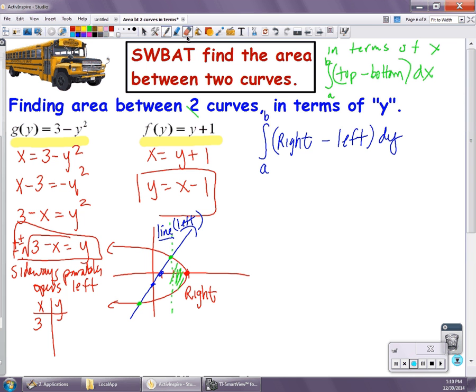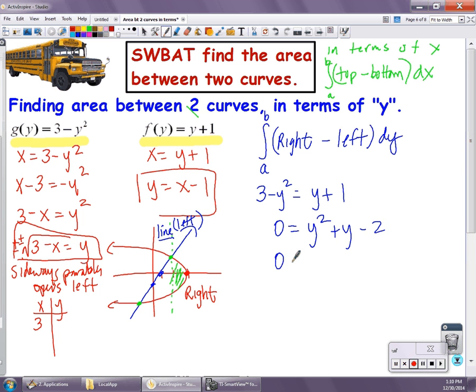I still have to find the point of intersection, just like I did in terms of x. So I'm going to set the two equations equal to each other in terms of y. So I have 3 minus y squared equal to y plus 1. I'm going to set that equal to 0, and I'm going to add y squared to both sides, subtract 3, and I get negative 2.